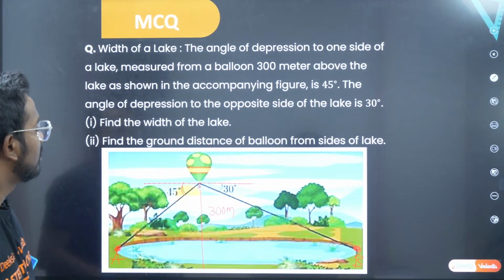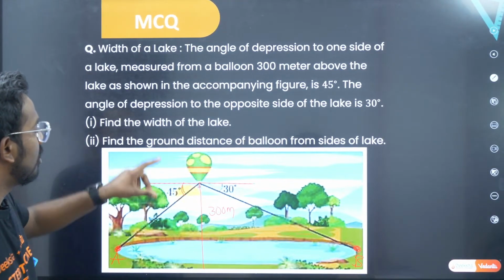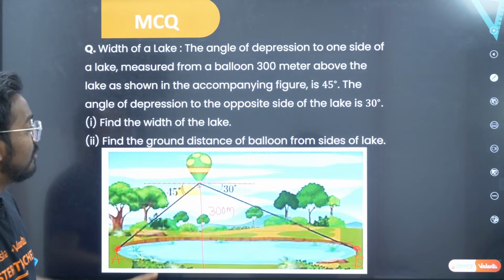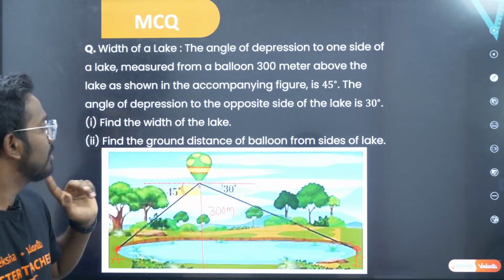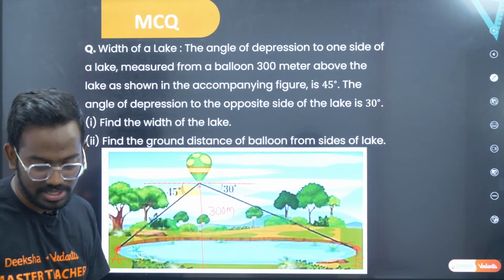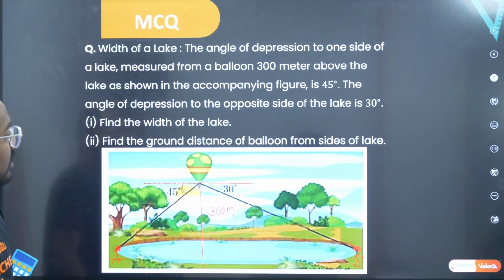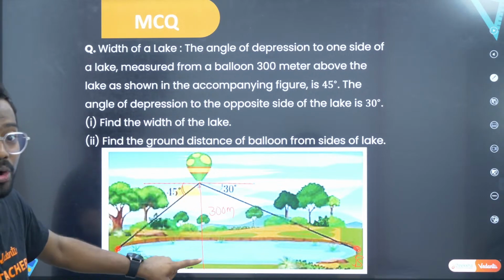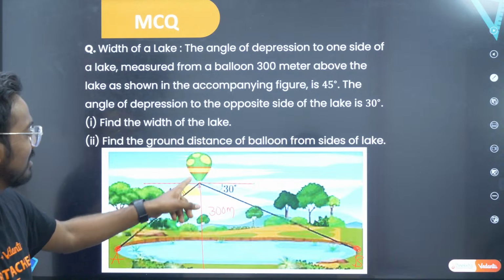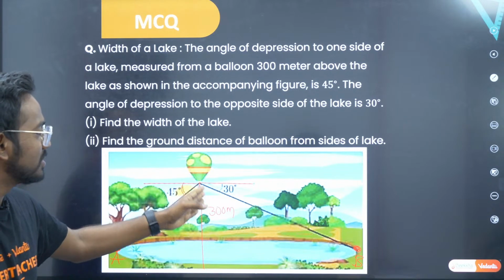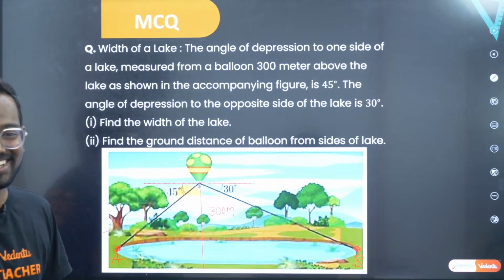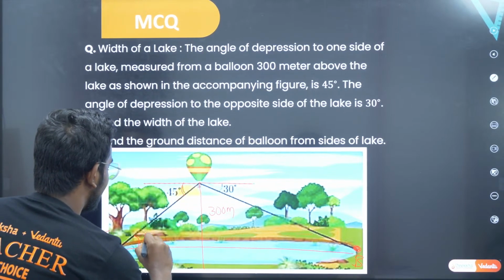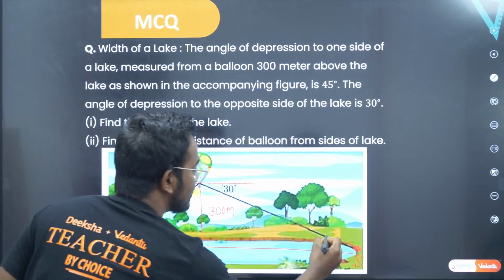What they have mentioned is the angle of depression of the side A from the balloon is 45 degree. Angle of depression of side B from the balloon is 30 degree. So this is what is mentioned. Okay. So they have also said it is around 300 meter above from the lake. So now they have given what side? Sir, opposite side for both of them is given, sir. So if this is 45 degree, you can take this to be 45 degree again. Yes, sir, this is 45 degree and this is 30 degree.